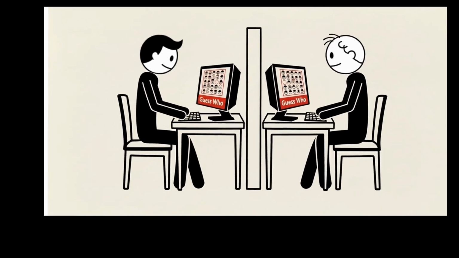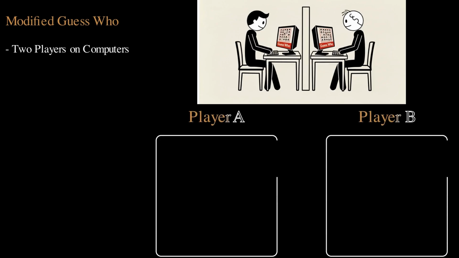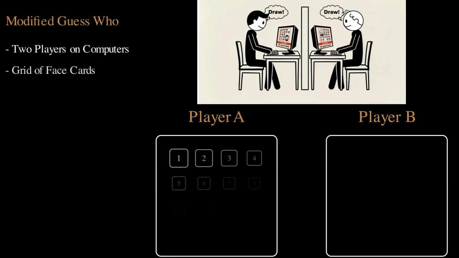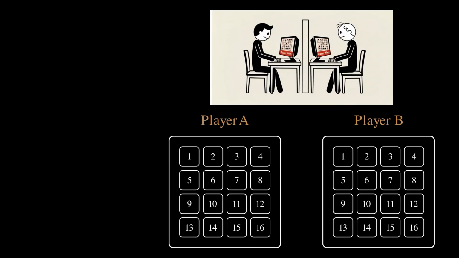Imagine you are playing a modified version of the classic board game Guess Who. Two players sit across two different computer screens. A grid of faces pops up, one out of which is secretly chosen. The challenge? Figure out your chosen card using the minimum number of questions.